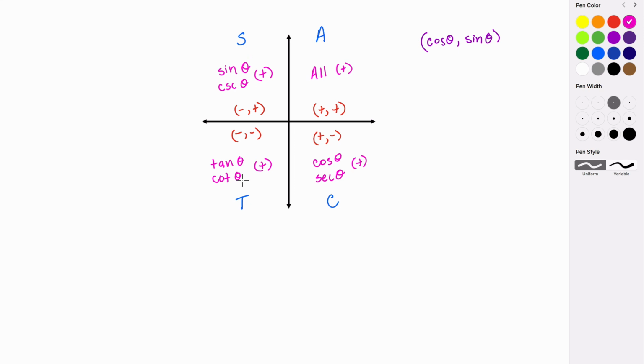And again, to remember this, we say "All Students Take Calculus." Hopefully that helps when trying to figure out values of trig functions in the different quadrants.